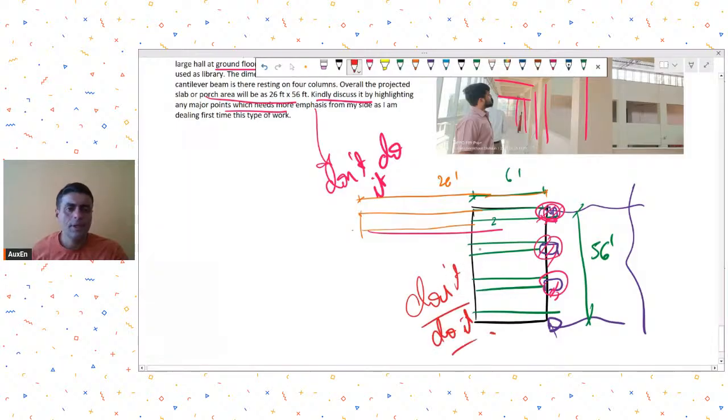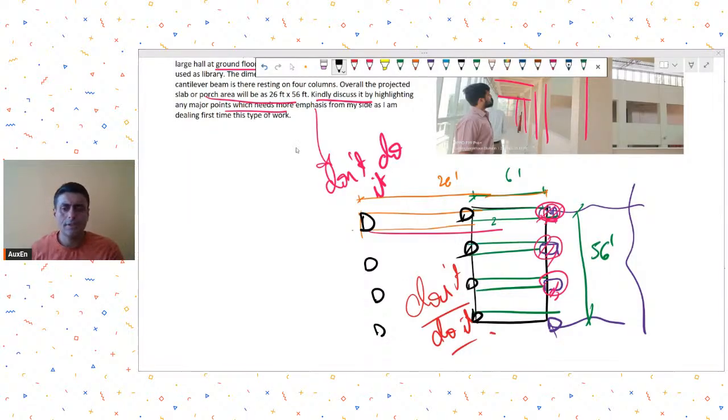Okay. It will be better in these cases to not go for cantilever, but to then have some new columns added, and then right from footing level you will have to make those changes.